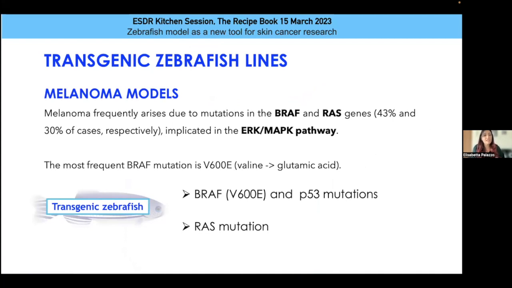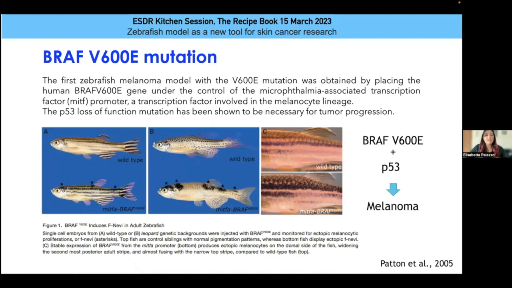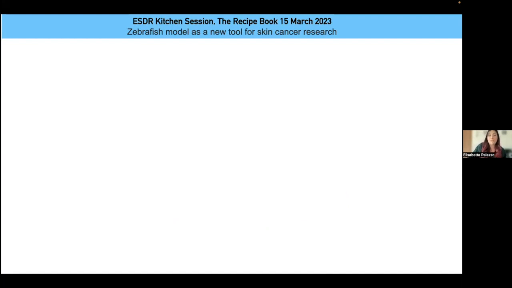So two zebrafish lines have been developed. The first one involves BRAF and p53 mutation. The other one involves RAS mutation. Regarding the first model, the zebrafish model of melanoma with BRAF mutation presents the BRAF mutated gene under the control of the MITF promoter, which is a transcription factor involved in the melanocyte lineage. In this condition, we can see that this zebrafish can develop ectopic nevi. But with the presence of a p53 loss of function mutation, we can obtain progression and obtain models of melanoma.